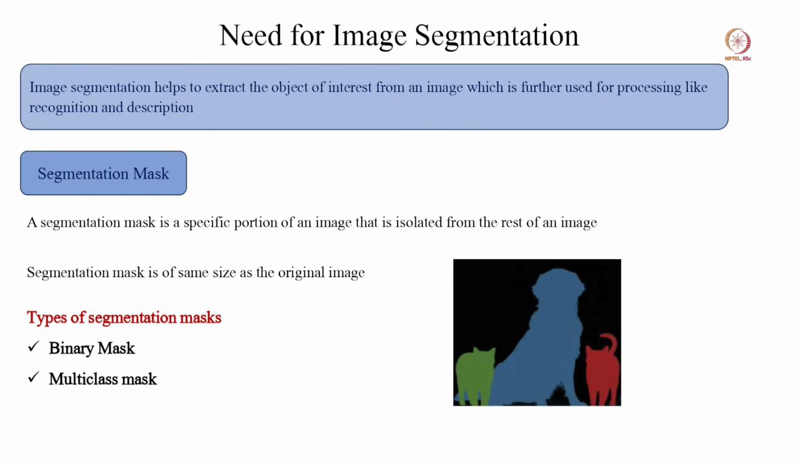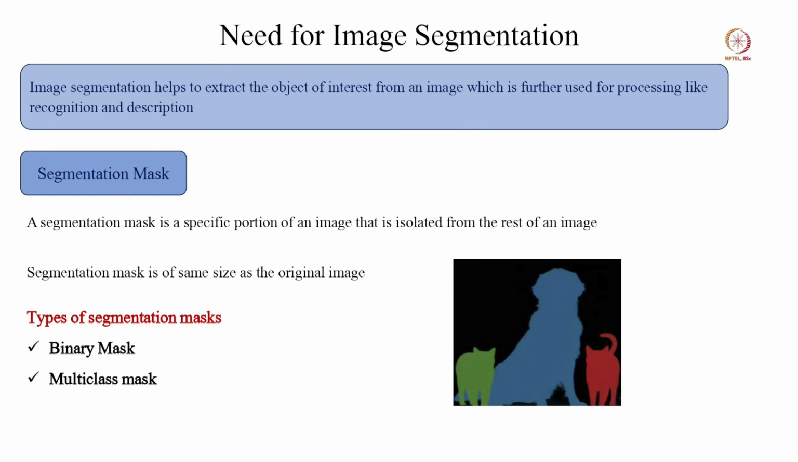The segmentation mask should be of the same size as the original image, because when we put or overlap the segmentation mask over the original image, it should fit exactly, size to size. The object sizes should overlap exactly with the original one. Okay. Now, we will see there are two types of segmentation masks that are possible.